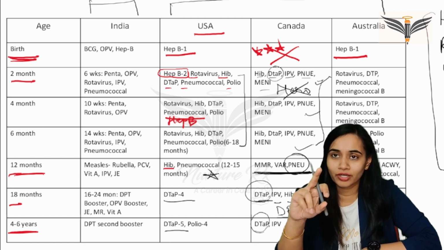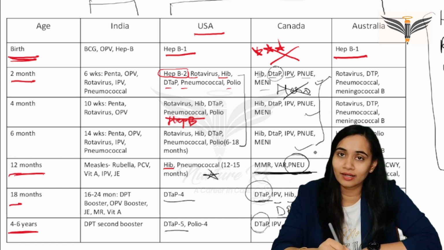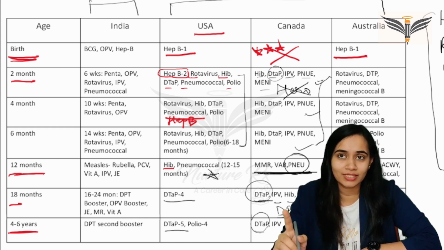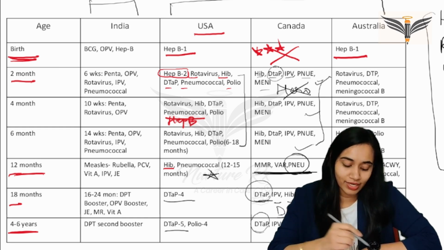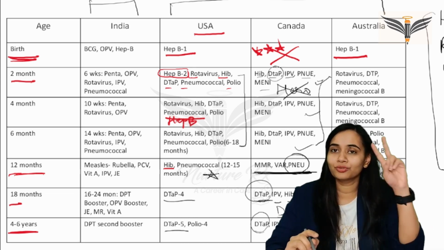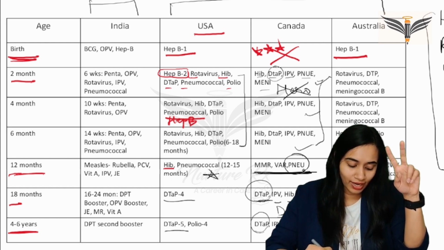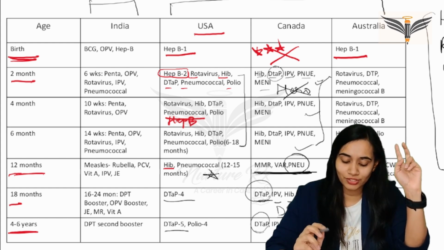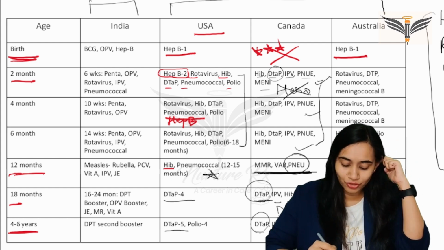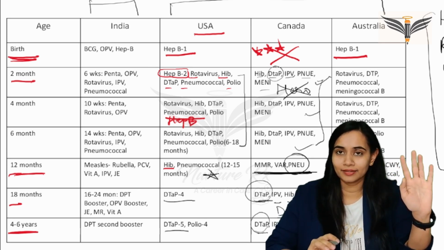So DTP you already know. H influenza we were given for the first three time slots at 2 months, 4 months and 6 months. The next it is given at 18 months of age. Right? The same goes for polio. And MMR vaccine, we are giving 2 doses of MMR vaccines. So MMR you have to give at 12 months and 18 months of age. Right? And at 4 to 6, we have seen that DTP and polio is to be given in Canada.